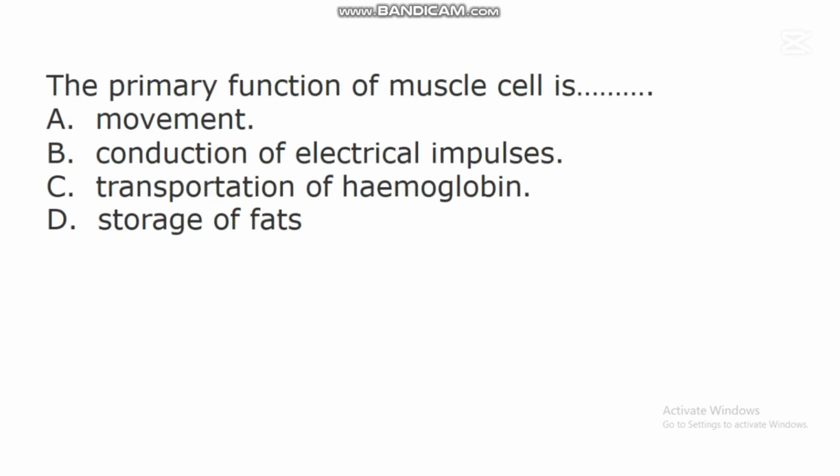The next question says, the primary function of muscle cell is dash. A. Movement. B. Conduction of electrical impulses. C. Transportation of hemoglobin. D. Storage of fats. In this question, the correct answer is A. Movement. There are cells called muscle cells. Studies have shown that the primary function of a muscle cell is movement. The muscle cell helps an organism to move from one place to another.